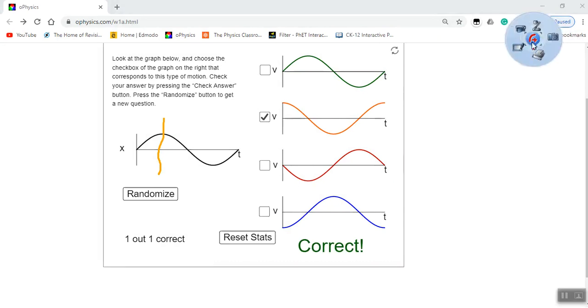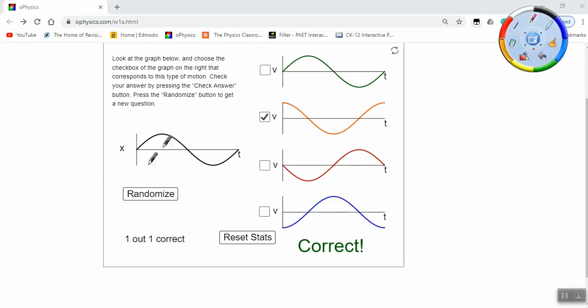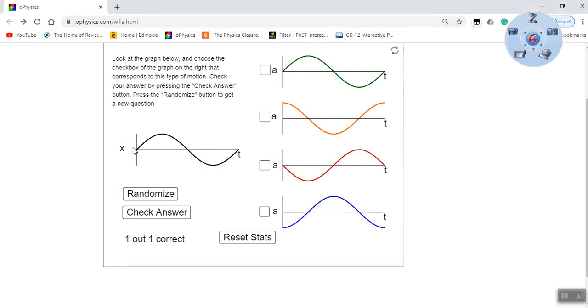Now, if we look at the next one, we want the acceleration. The acceleration is always 180 degrees out of phase. So if this goes up, the acceleration has to go down, and that would be our next one. So acceleration is opposite to this one.